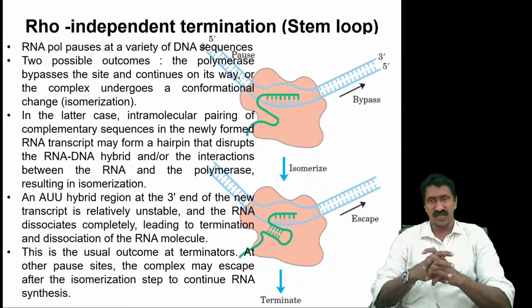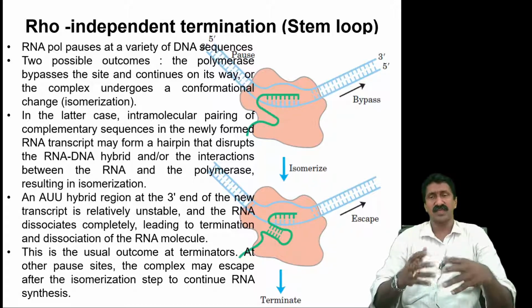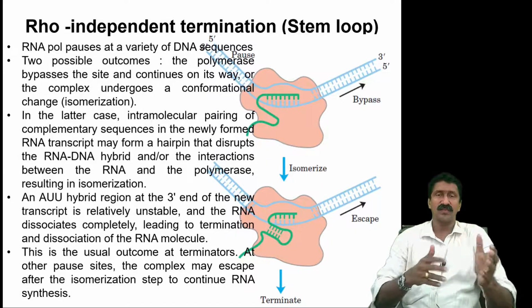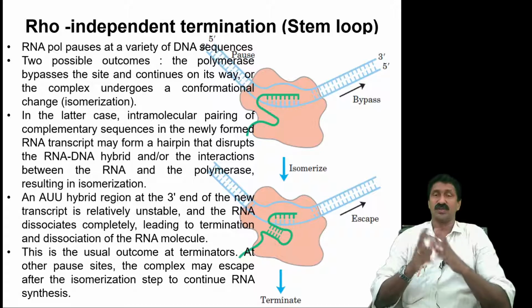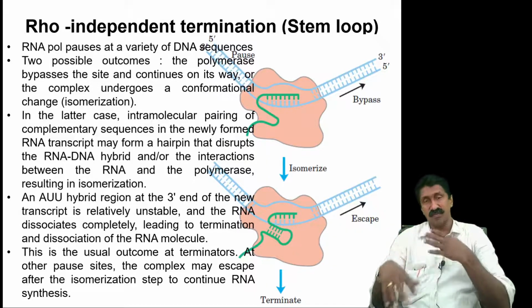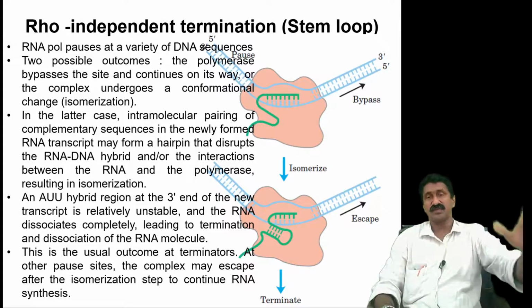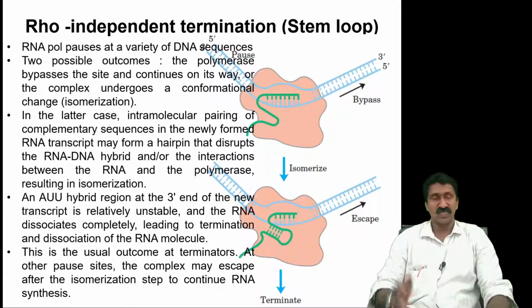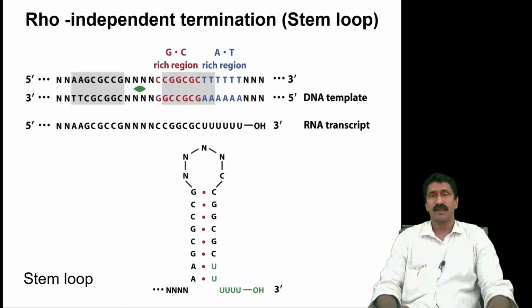and this is the usual outcome at the terminators. At other pause sites, the complex may escape after the isomerization step to continue the RNA synthesis. If such an isomerization and falling off, or the termination of the process, is not occurring, in that case the RNA polymerase bypasses that region and escapes that termination point, and the RNA synthesis continues. It is not terminated there.